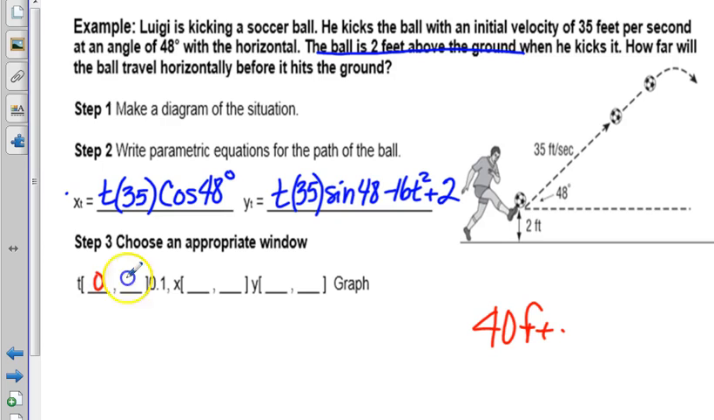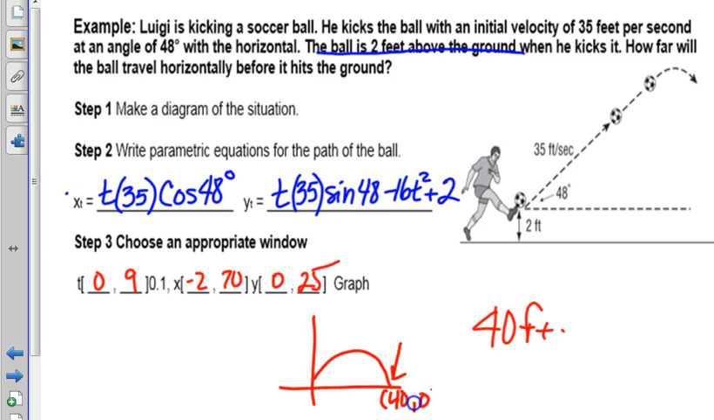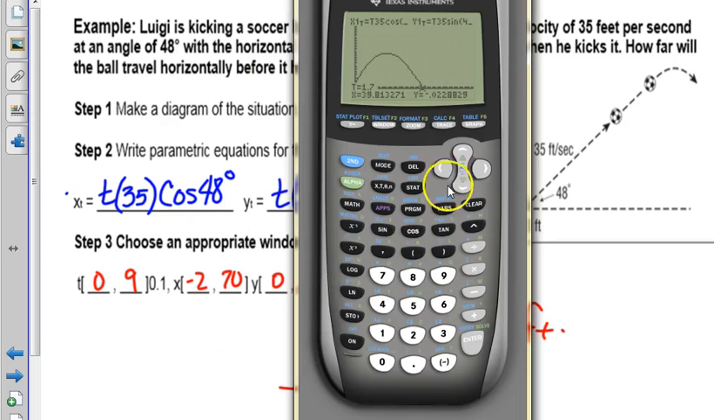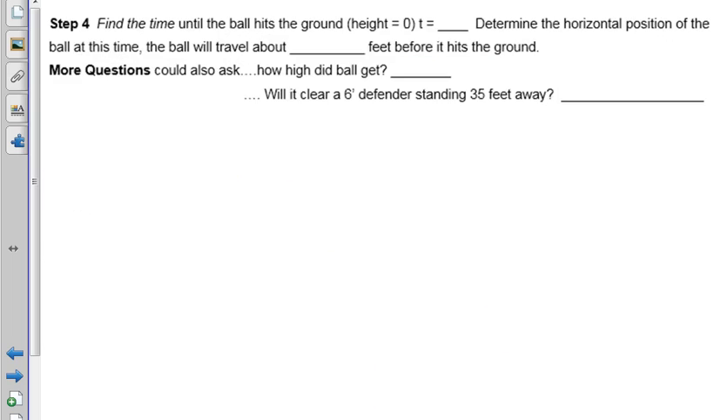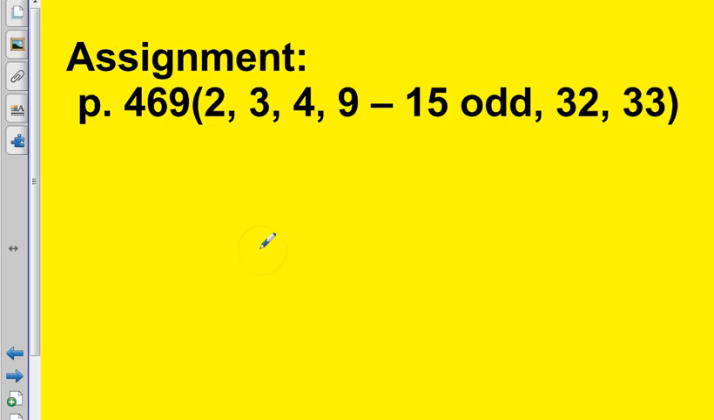I used 0 to, I think I had 9. And it took about 1.7 seconds to hit the ground. All right, so we'll do some more of these tomorrow. And this is the assignment.